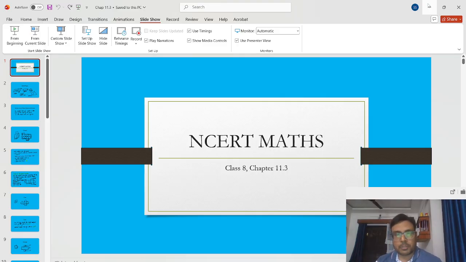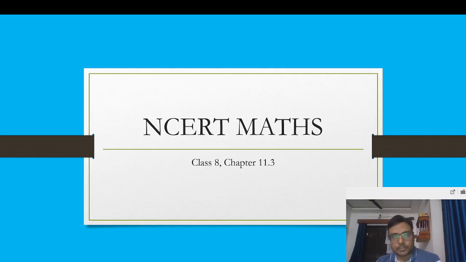So today we'll be doing chapter 11.3 of NCERT Class 8 Mathematics, that is related to solid shapes. We'll be dealing with the concept of solid shapes, how to derive the formula for calculating the total surface area, curved surface area, and what is the difference between total surface area and curved surface area. And after that we will begin solving the questions of chapter 11.3. There are 10 questions. We will be solving all of the 10.